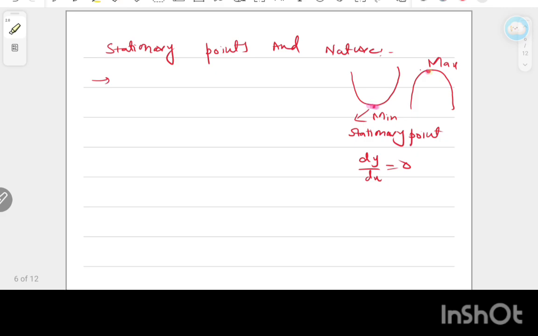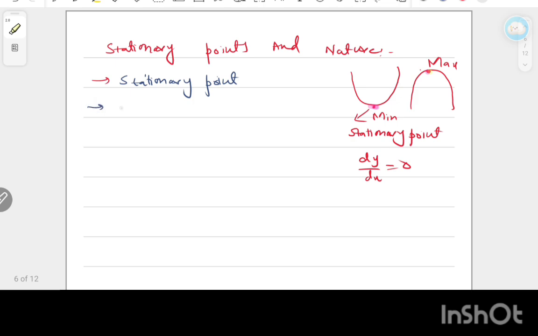Hopefully dear student you can understand this type of question. Okay, we have just discussed a stationary point. This is our stationary point. We can find the stationary point with dy by dx equal to 0. So we just name it stationary point.